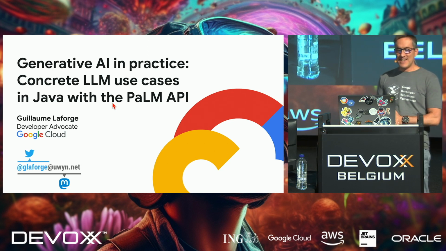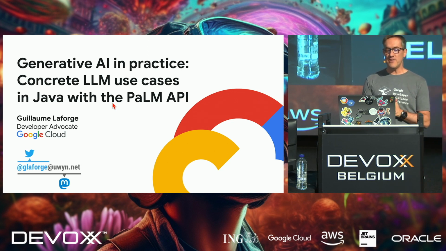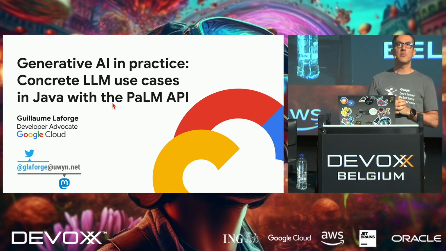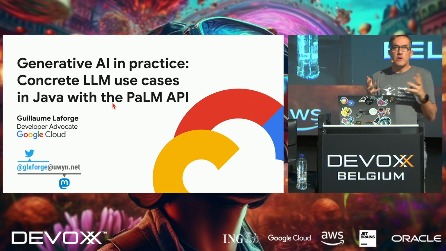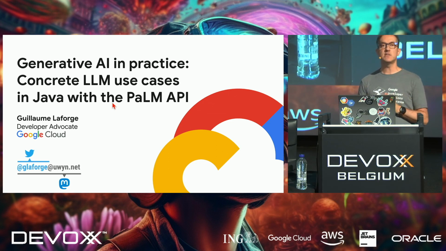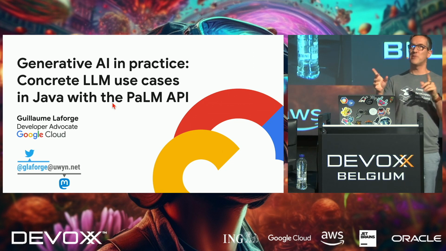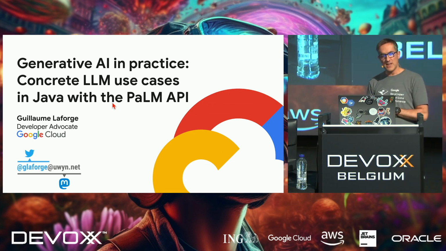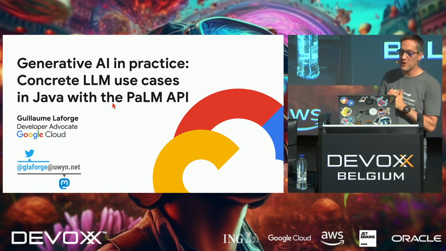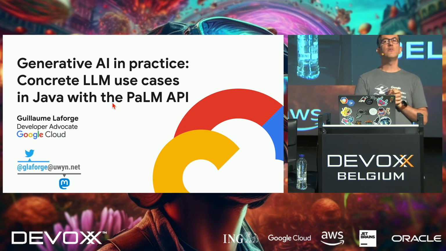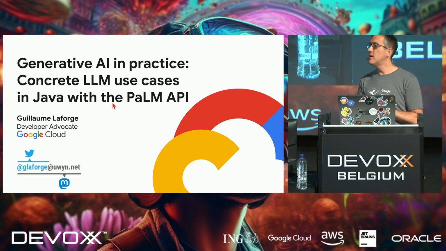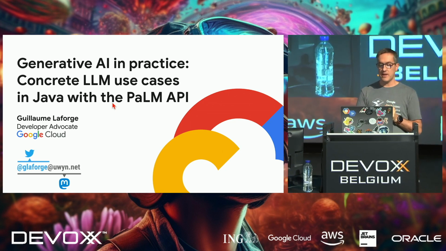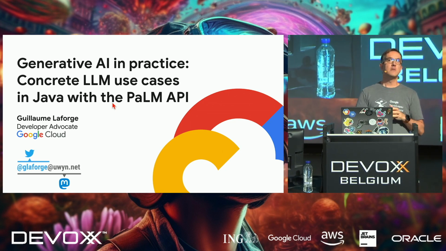Yeah. So let's talk about generative AI in practice. I'll show you a couple of demos, some concrete large language model use cases, but using Java or Groovy, actually. So I've put Java in the title, but there will be some Groovy for those who know me, being the founder of the Groovy language. And I will be showing you the PaLM API. So the PaLM API is that API, that large language model, that powers Bard, among other things.